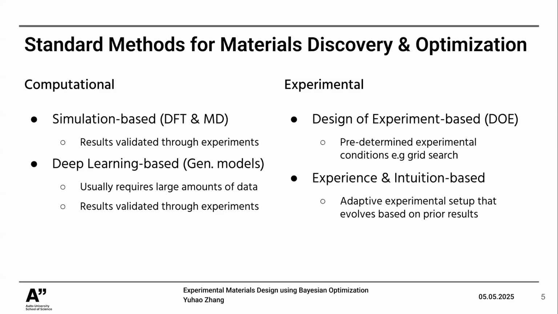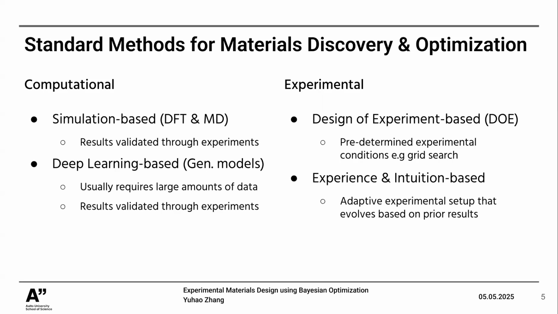These can be simulation-based, based on physics such as density functional theory or molecular dynamics. However, as we already saw, the results are only theoretical and need to be validated through actual real-world experiments. The second type of computational methods are machine learning types, which are now gaining more and more attention, such as the deep learning-based generative models. The main caveat with these approaches is that they usually require a large amount of training data. This means that most of the time the training data is generated using other computational methods such as DFT, meaning that these results, again, need to be validated through experiments.